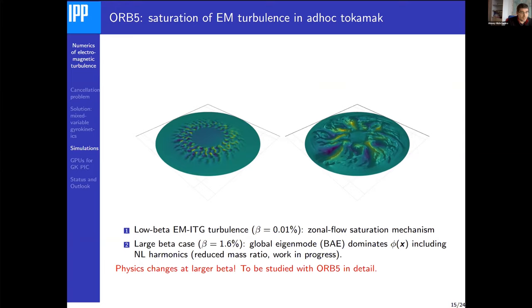And we see also that low beta turbulence is dominated by zonal flow saturation mechanism, whereas the high beta case is dominated by some global eigenmode, in this case BAE eigenmode, which you can see here, including its nonlinear harmonics. Physics changes if we change the parameters. If we go from low beta to high beta using global code, we have different physics. This result is preliminary, of course, kind of new, and this new physics, changed physics, shall be studied with ORB5 in detail in the near future. Essentially, starting now.